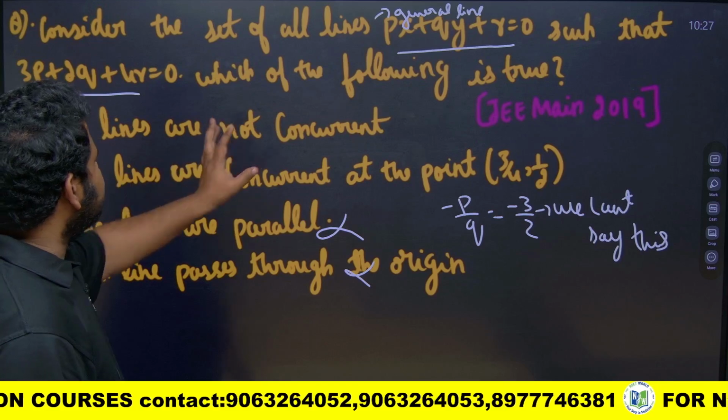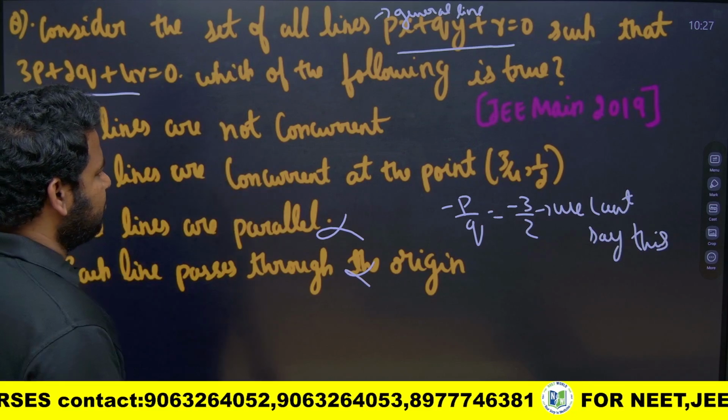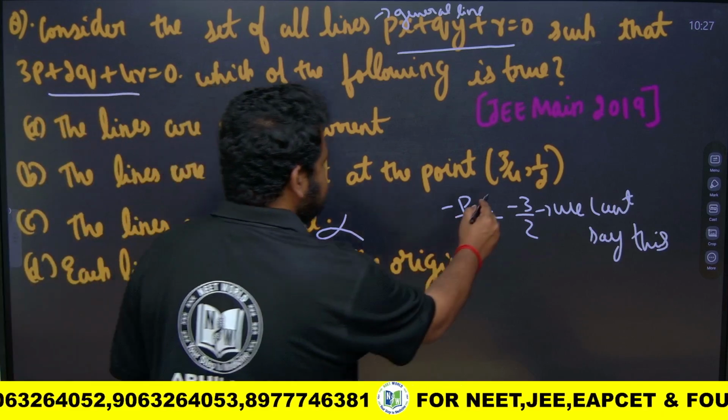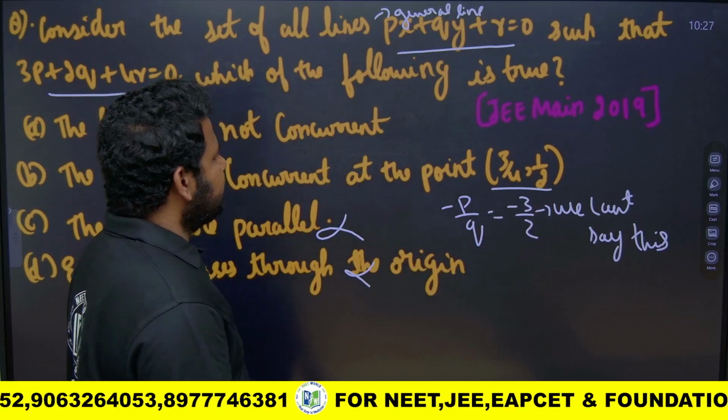Now, the lines are not concurrent. The lines are concurrent at the point (3, 4). So, let us see for concurrency. For concurrency, let us use this point first. 3, 4, 1, 2.